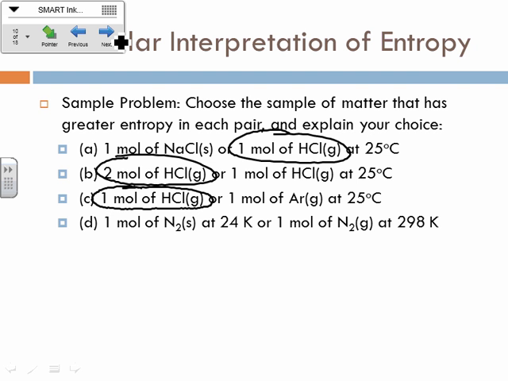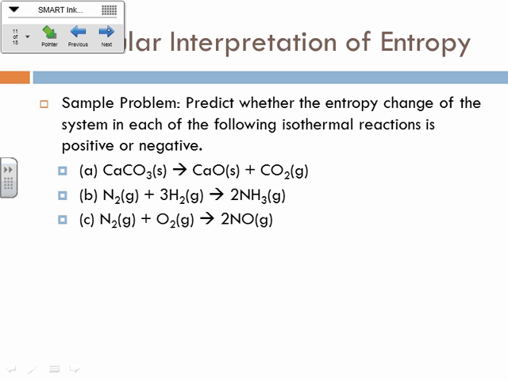And then 1 mole of N2 at 24K or 1 mole of N2 at 298K. Again, hopefully fairly evident on that one, right? The higher temperature. Okay, so not too hard, right? Does that make sense? And this is, I kind of like entropy. It's not too bad. And then another type of problem, predict whether the entropy change of the system in each of the following isothermal reactions is positive or negative.